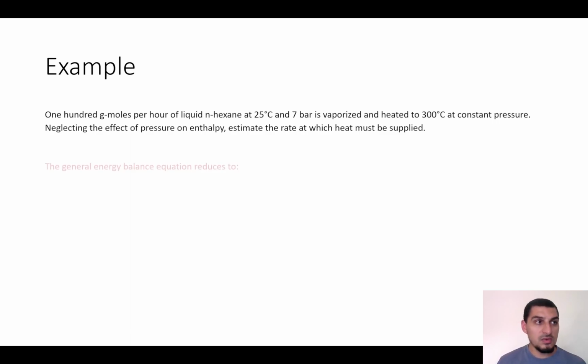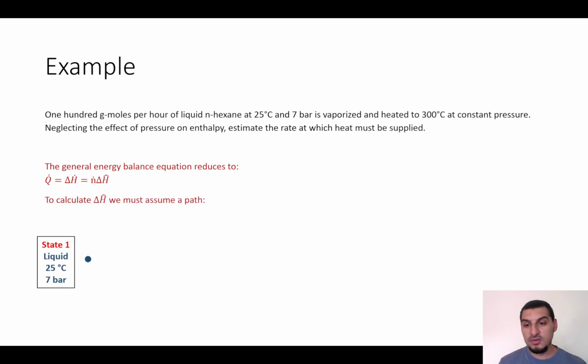Let's start with the first things first, the energy balance equation. It's just heating, so we have no work. We will ignore the change in kinetic and potential energy. So the equation reduces to Q equals N multiplied by delta H hat. Now we want to calculate this delta H. To calculate it, we need to visualize what we have.